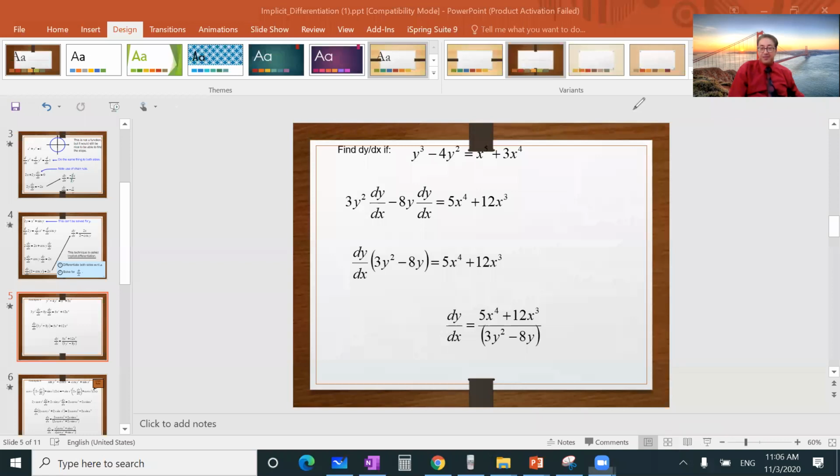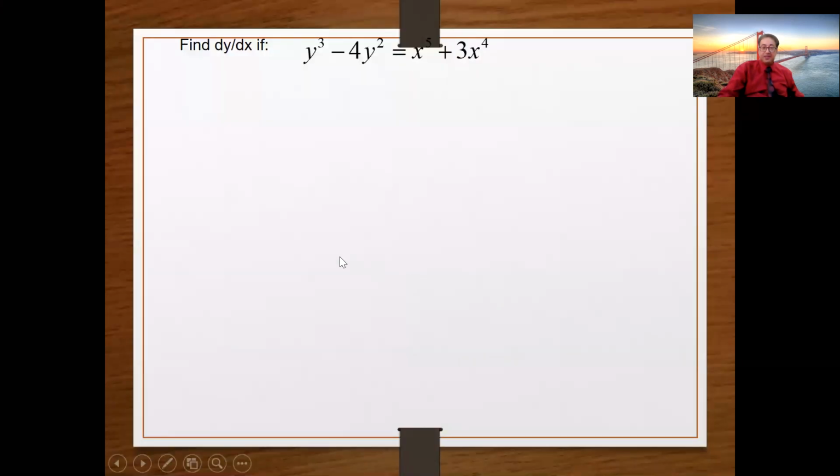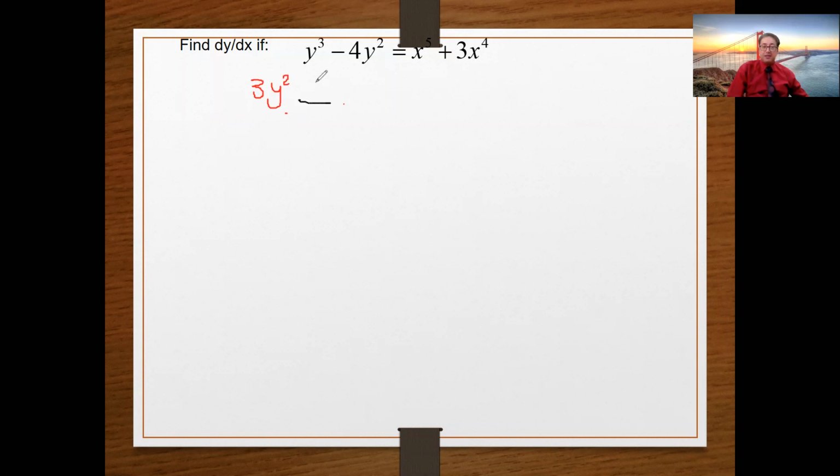Did you understand? Solve, so it shows 3y squared. Excellent. 3y squared multiplied by dy over dx. And minus 8y, again y, so unfortunately multiply by dy over dx, compulsory.